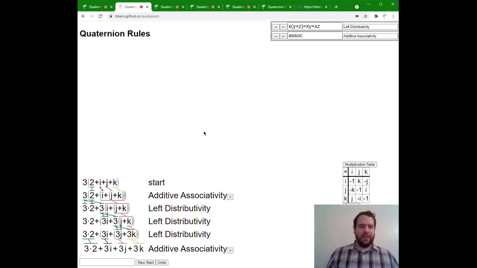One option is to just have a special rule for distributing out the sum of four things times the sum of four things, because that's really all that you're going to need in order to work with quaternions, because every quaternion we can reduce down to the sum of four things by combining like terms.